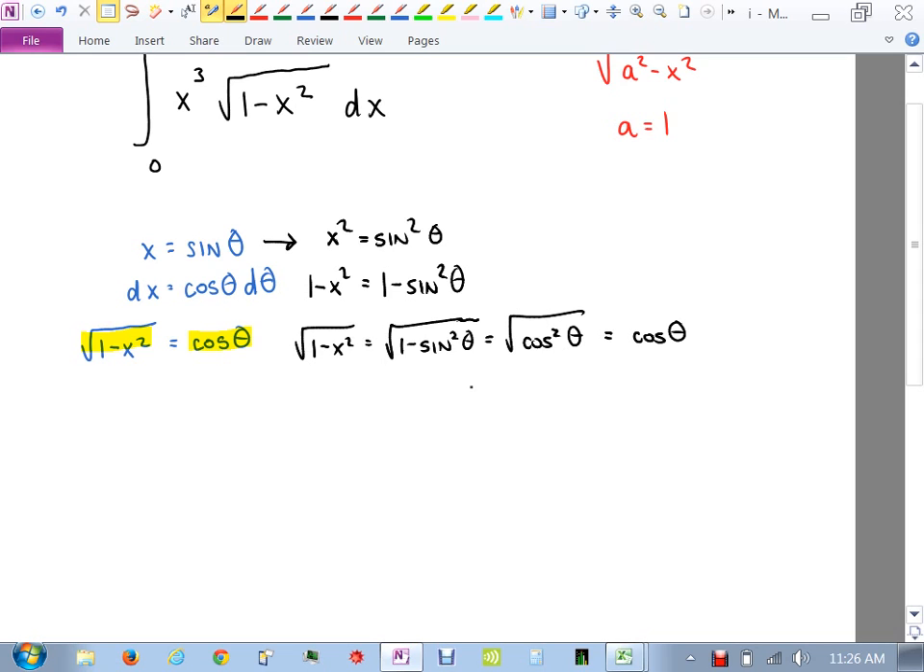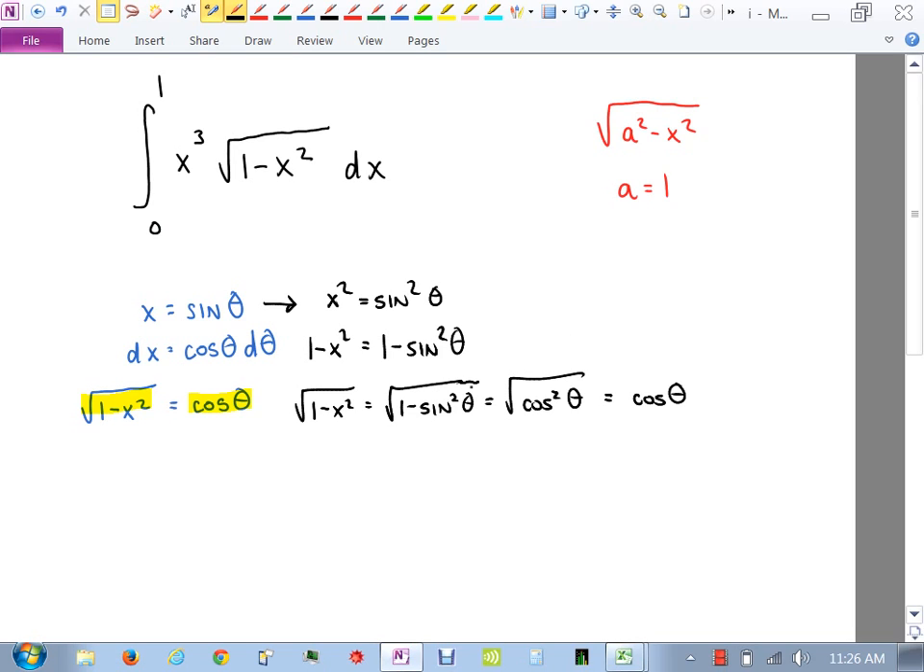All right, so let's rewrite everything. Oh, wait, no, I'm not ready to rewrite things yet. Let's keep in mind, I'm going to make an indefinite integral. Right now it's definite, right? But I'm just going to find the antiderivative first. Then I'll plug everything in later. Let me do some switching around here. I have integral x cubed. What's x cubed? We have x, right? x is sine theta. Cube both sides. So x cubed is sine cubed theta.